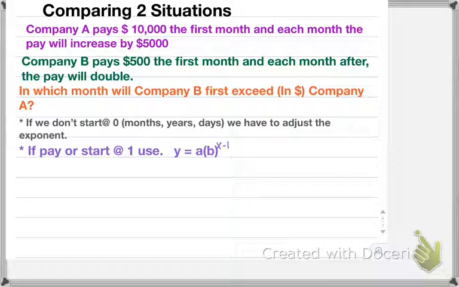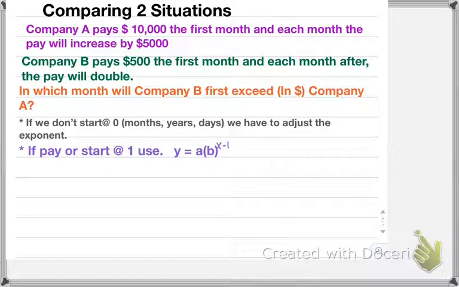This problem's comparing two situations. Company A pays $10,000 the first month you work there, and then each month the pay will increase by $5,000. Company B pays $500 the first month, and each month after the pay will double. In which month will Company B exceed, in money, Company A?